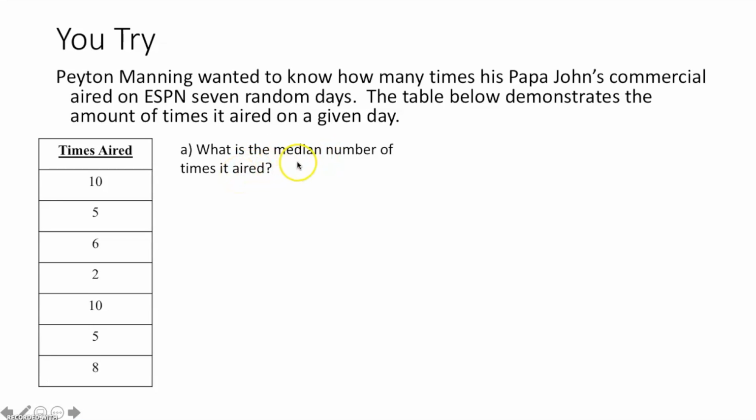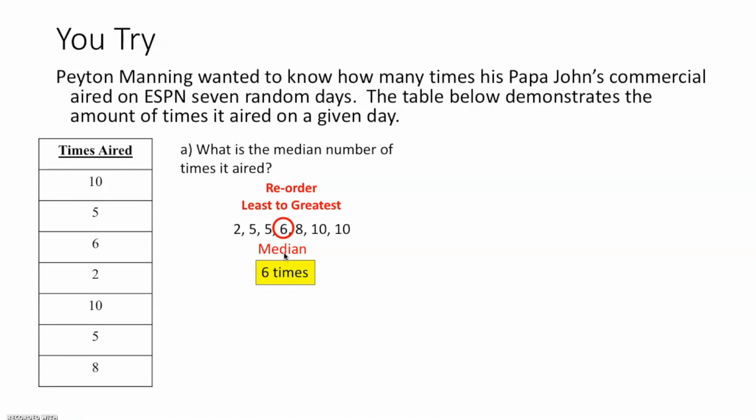Well, in order to figure out the median, what you have to do is take your data points and reorder them from least to greatest. Don't forget to do that. Once you do that, you then figure out what is your middle number. Well, we have 1, 2, 3, 4, 5, 6, 7. So 3 on each side. That means that this 4th one in the middle would be your median. So 6, that means the median number of times that it aired would be 6 times.